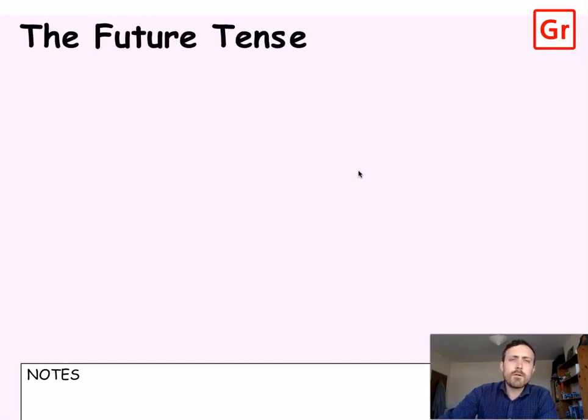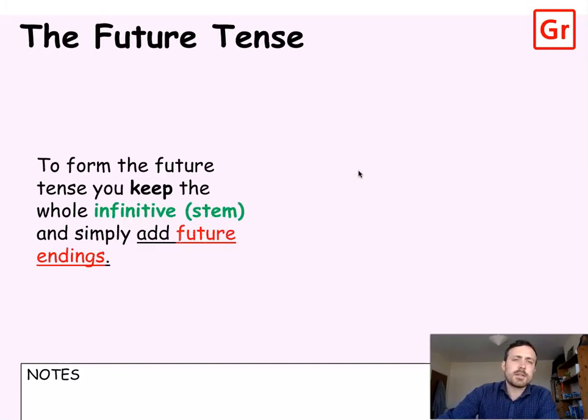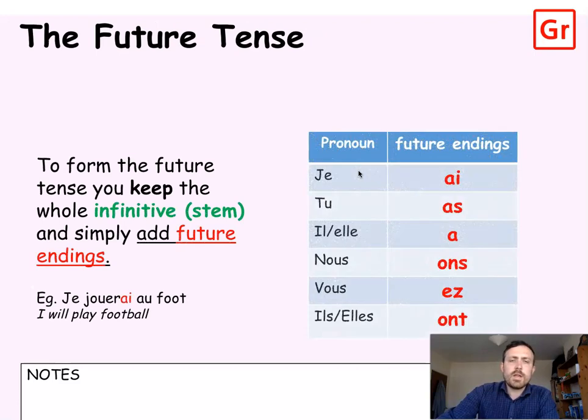So how do we actually form the simple future tense? What we do is to form the simple future, we keep the infinitive, we find a verb that we want, and we keep that whole infinitive. We do not remove the IR, ER and RE. That's really important to remember. So if we look at this example down here, je jouerai, we've actually still got that ER on the verb. And then we attach to the infinitive an ending, and these are our endings here.